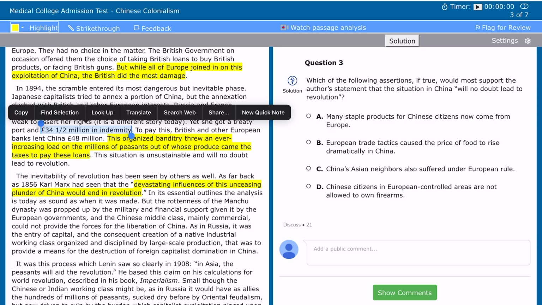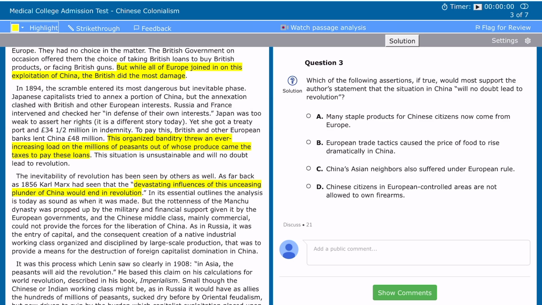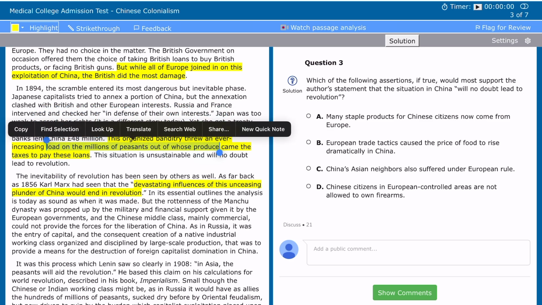To pay this, British and other European banks lent China 48 million pounds. This organized banditry threw an ever-increasing load on the millions of peasants out of whose produce came the taxes to pay these loans. Meaning, the peasants, based on the produce they're making, they're farming, the burden of the taxes is going upon them, which is the point made at the end. And then it says, this situation is unsustainable, will no doubt lead to revolution.